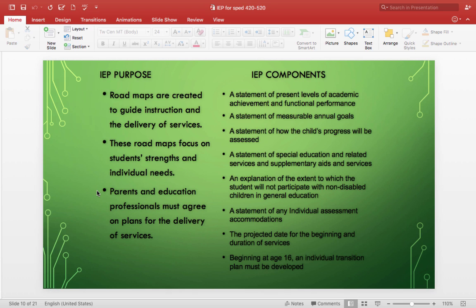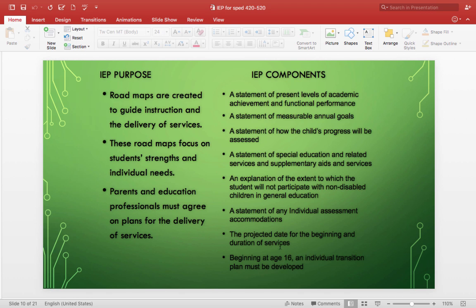We also have to have a projected date. So for example, if we have an IEP today, and today is Wednesday, the projected date for the beginning of services would be tomorrow, which is Thursday, and it would go for 1 calendar year. Now, if we do it on a Friday, of course, the next day is going to be a Monday, okay? And so if it's at the last day of the school year, the first day of the next school year is going to be our projected date of services.